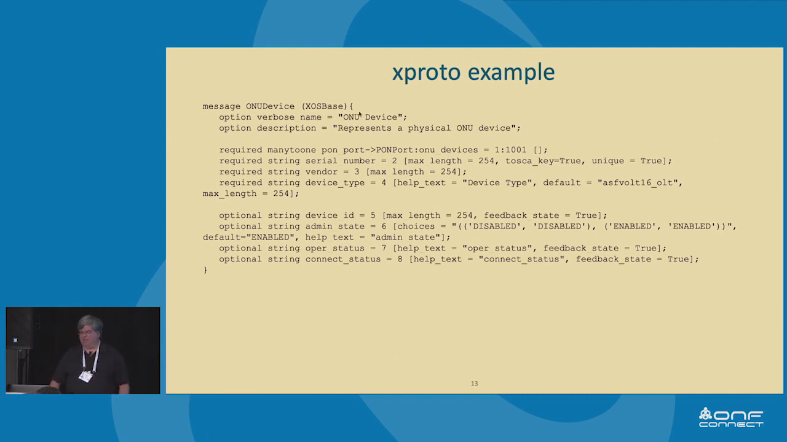So it has a name, it's ONU device. It has inheritance. It inherits something called XOS base. That is sort of the base object that you can inherit out of the data model. There are other higher level objects as well it could have inherited from. So it gets all the fields from XOS base automatically. The verbose name is something that will show up in the GUI to describe it. Description is another field, the human readable help text.